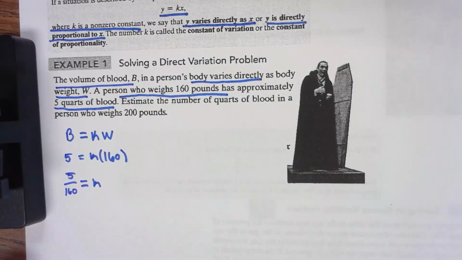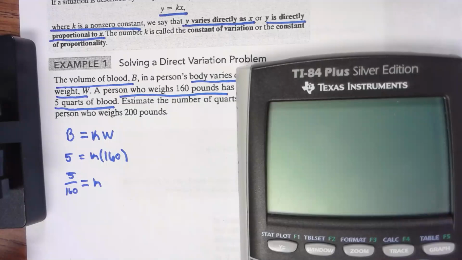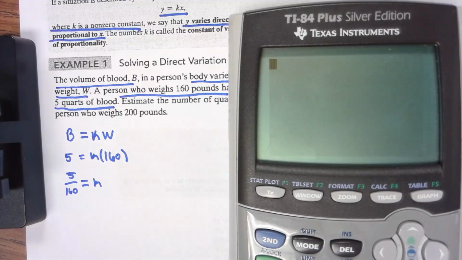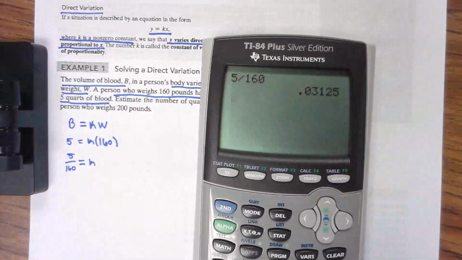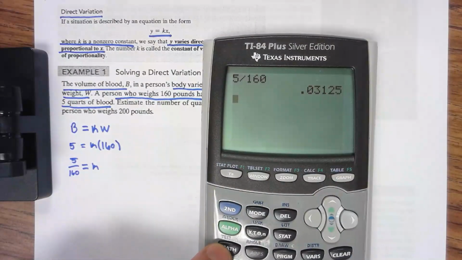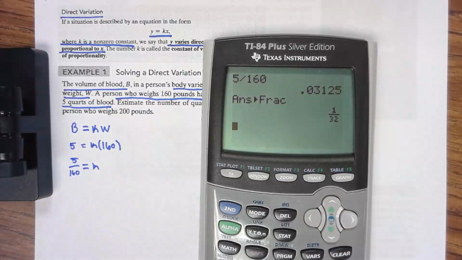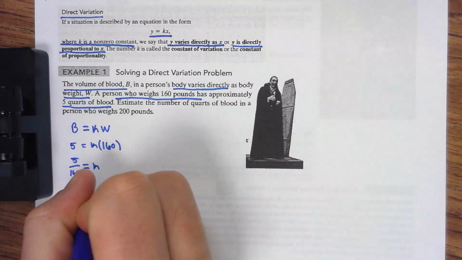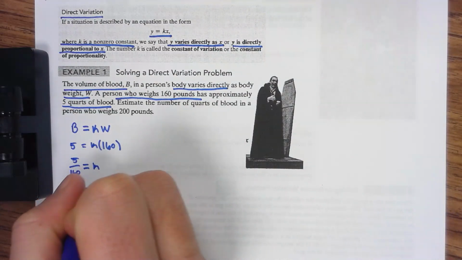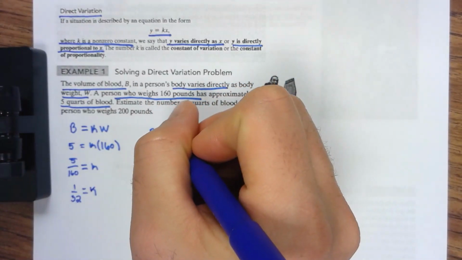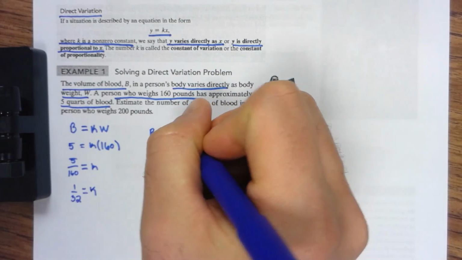Let's leave this in fraction form. That's one thing that we tend to do, is leave things exact. But we do want to reduce it down, and I can reduce it down. Remember, the calculator does this for us. I can go 5 divided by 160, and it's going to give it to me in a decimal. But then if you find the math button, and other calculators usually have this option too, but for the graphing calculators, if I press math, the first option is frac. It's going to take that previous answer and convert it to a fraction for us. So it's 1/32. So we're going to have k equal 1 over 32. And so our equation is the volume of blood, B, is equal to 1/32 times the body weight.